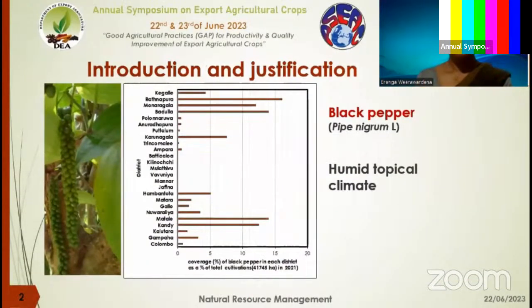This figure shows the distribution of black pepper in districts of Sri Lanka in year 2021. Here you can see the black pepper cultivations are limited to several districts, and most of them are in wet and intermediate zones of Sri Lanka. The reason is the origin of black pepper is the rainforest of humid tropics, so inherently it prefers humid tropical climate. So black pepper cultivations are limited to areas which have humid tropical climate.